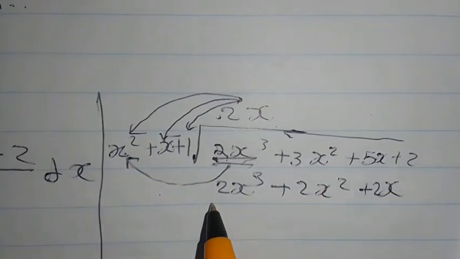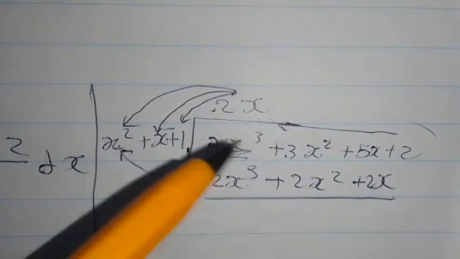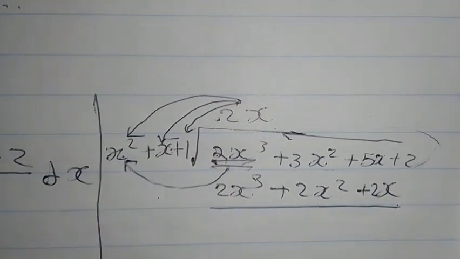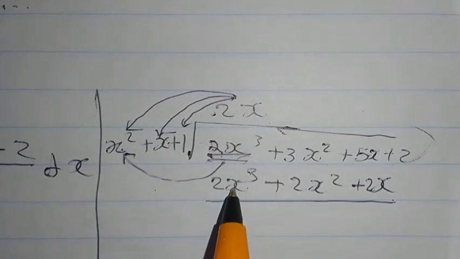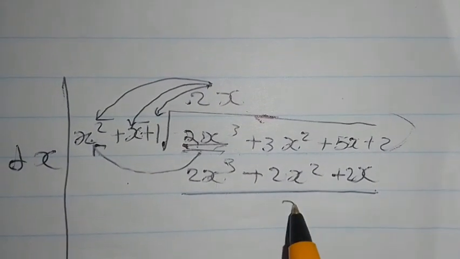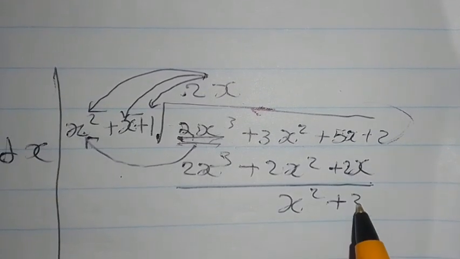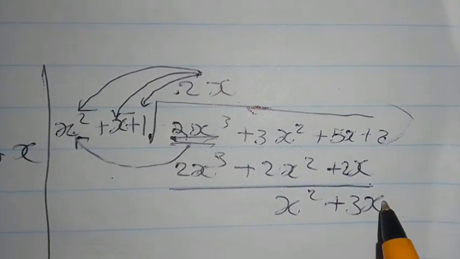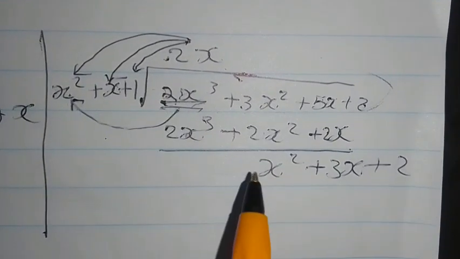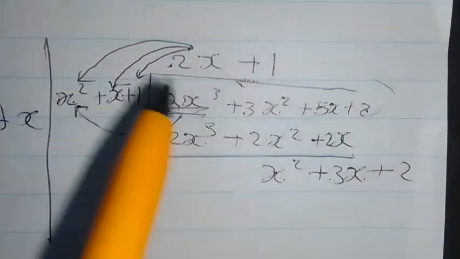Now what you do is you subtract both terms here. You take this one and subtract that from that, and that means you'll have 2x cubed minus 2x cubed, which is 0, and then 3x squared minus 2x squared, which is just going to give you x squared, and 5x minus 2x, that's just going to give you 3x. And then since 2 does not have a like term here, you're just going to copy it as it is. And then you say x squared divided by x squared, that's just going to give you 1, and then you just repeat the same process again.